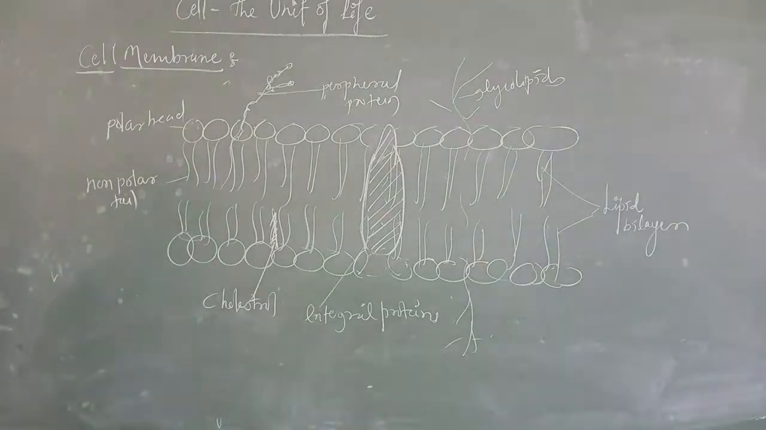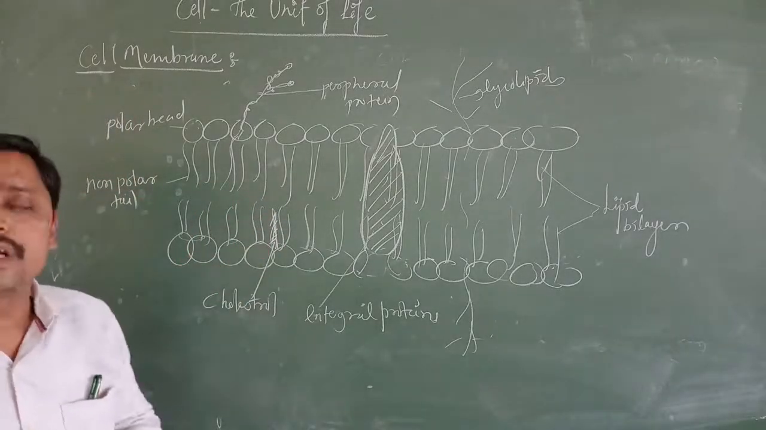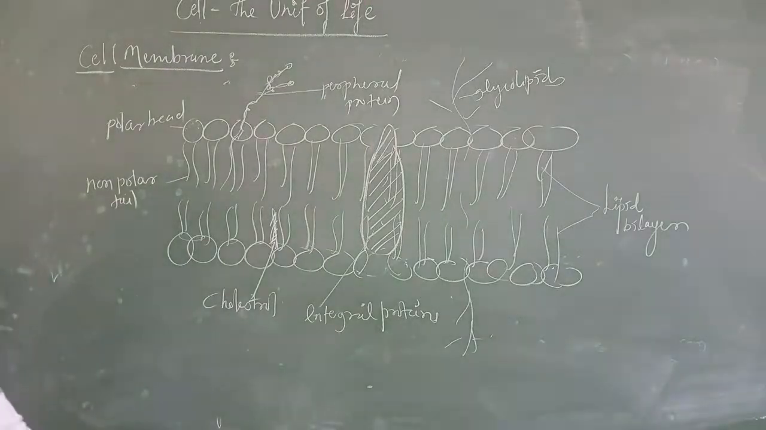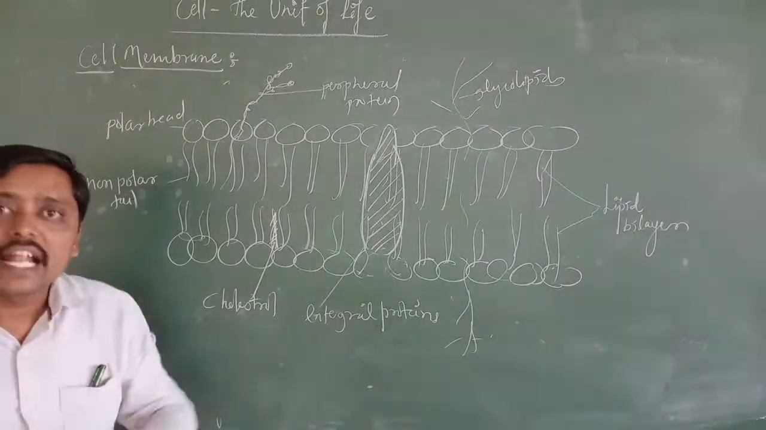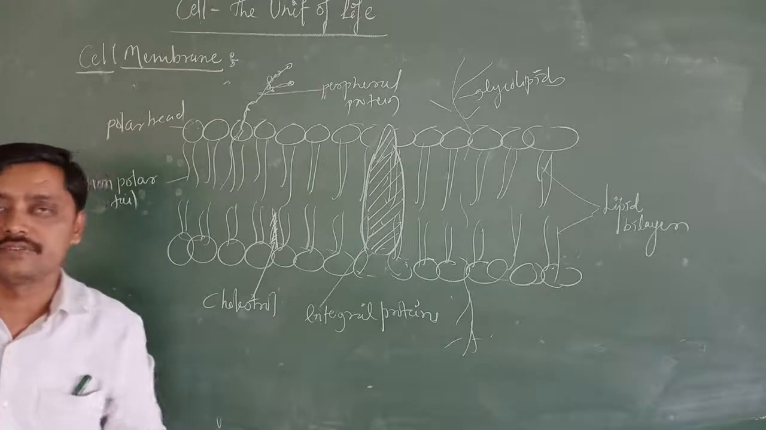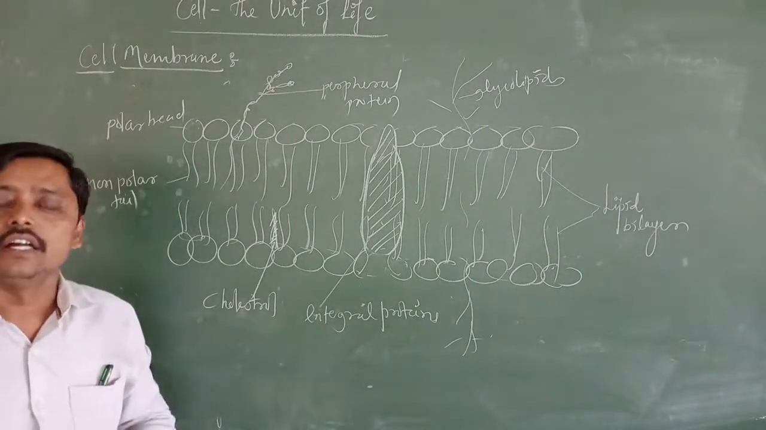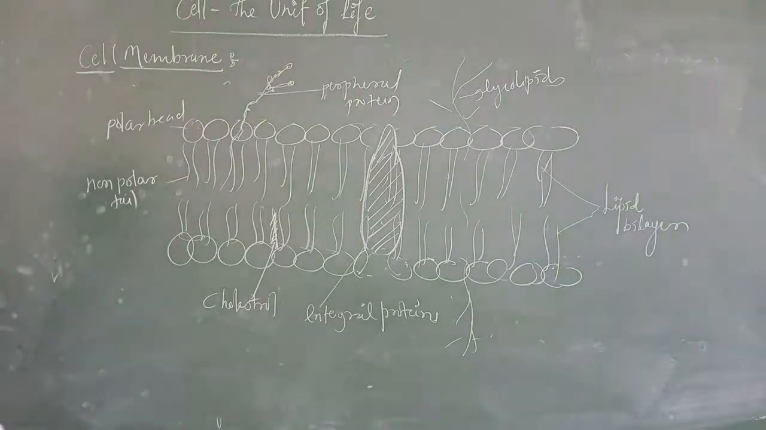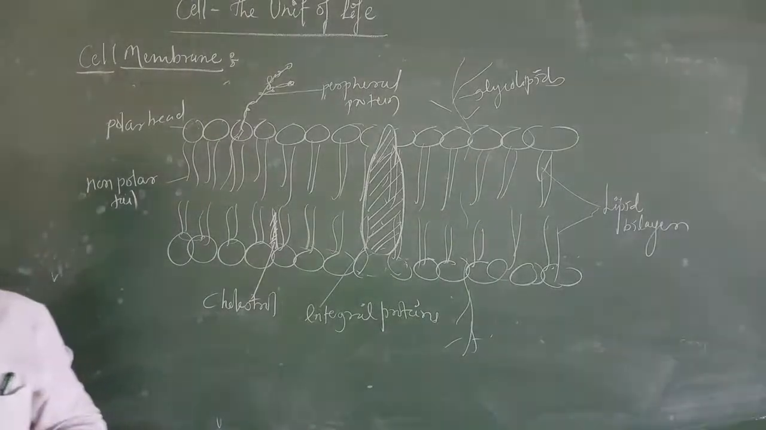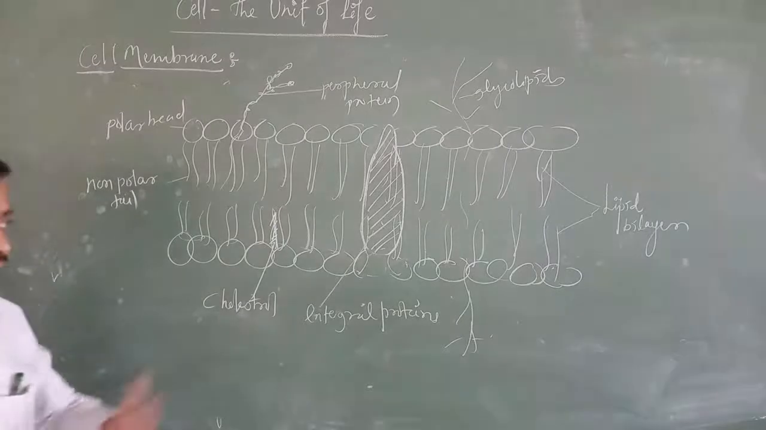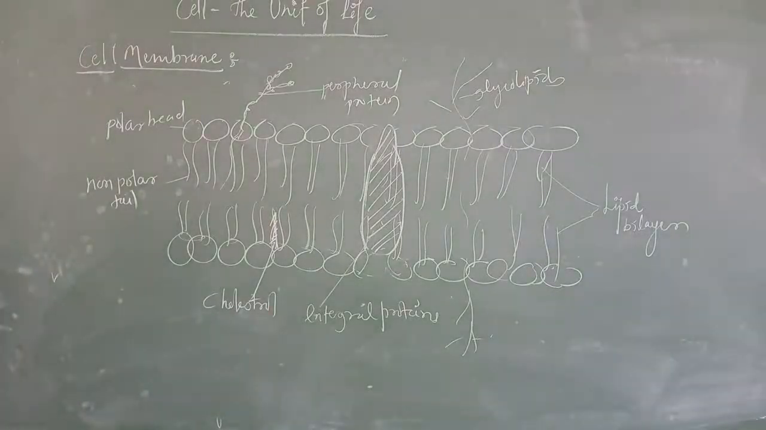Then I told you the cell membrane also consists of proteins and carbohydrates. The ratio of proteins and lipids varies from one cell to another cell. In human organisms, for example, the ratio of lipid is 52% and proteins are 42. Sorry, in human RBCs the plasma membrane consists of 52% of proteins and 40% of lipids.